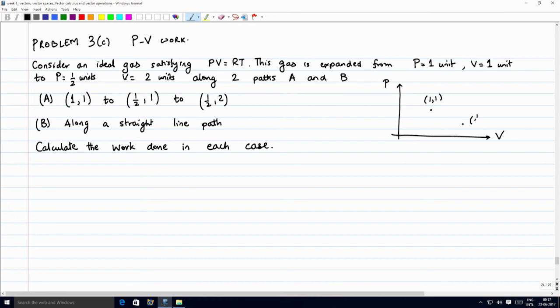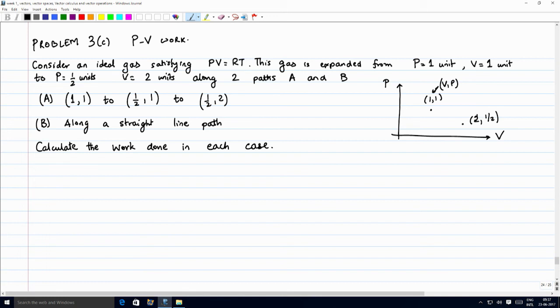So in this part V equals 2, P equals half. Here I am showing it as PV. Since I have plotted P on the y axis and V on the x axis, which is what you typically see in thermodynamics.